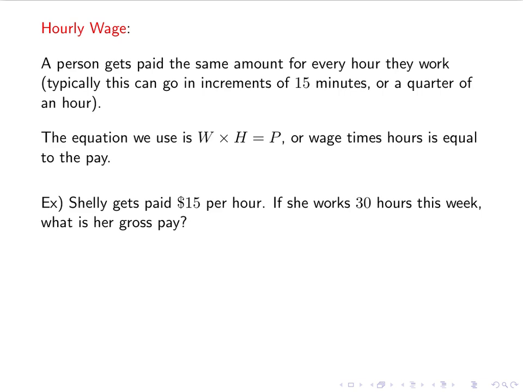So for example, Shelly gets paid $15 per hour. If she works 30 hours this week, what is her gross pay? So 15 times 30 gives us $450.